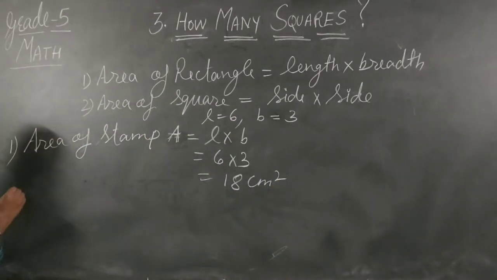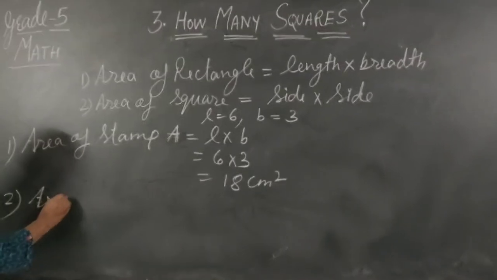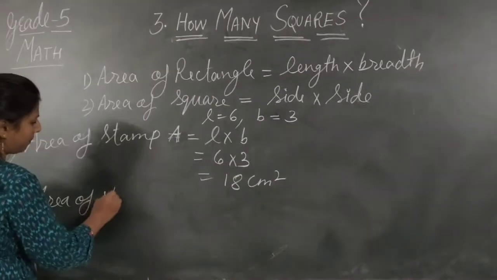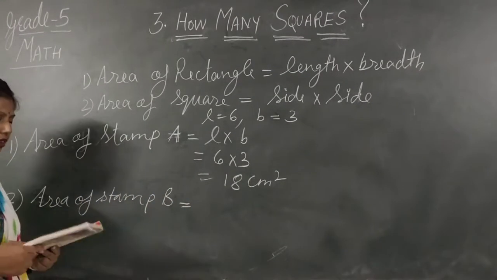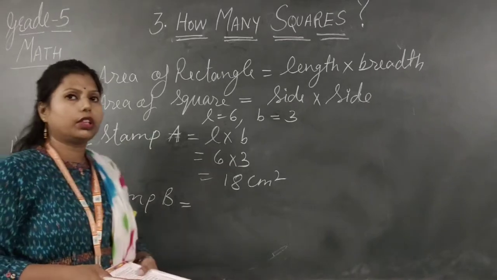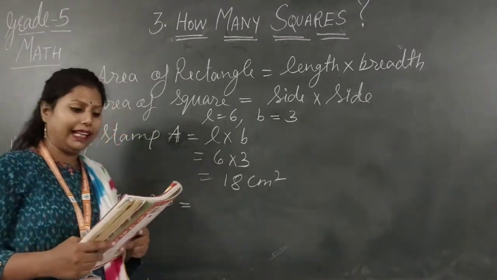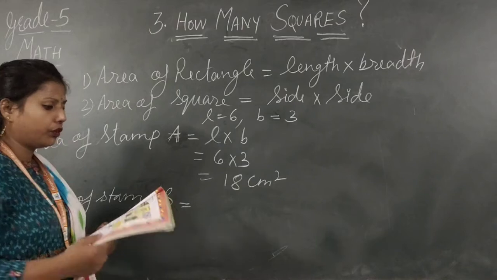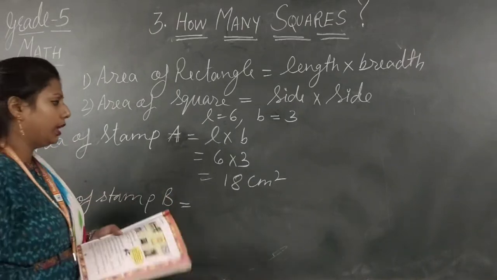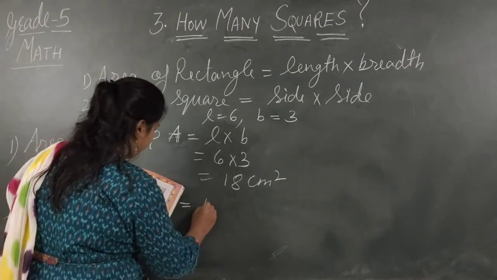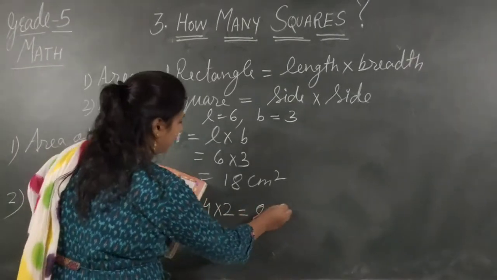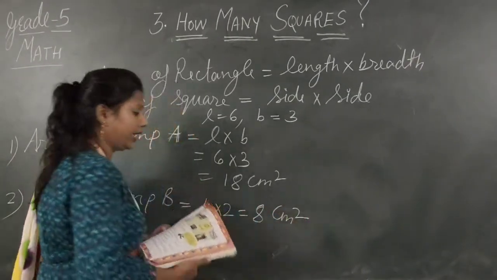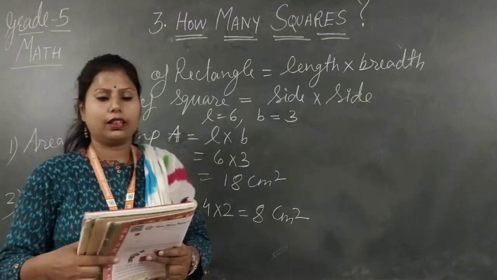As usual, stamp B, area of stamp B. Same you have to count the length. Which length is it? The longest side is our length. Here in length there is 4 and in breadth there is 2. So you can directly multiply 4 into 2. 4 2 is 8 centimeter square. This is the first method to solve the area.